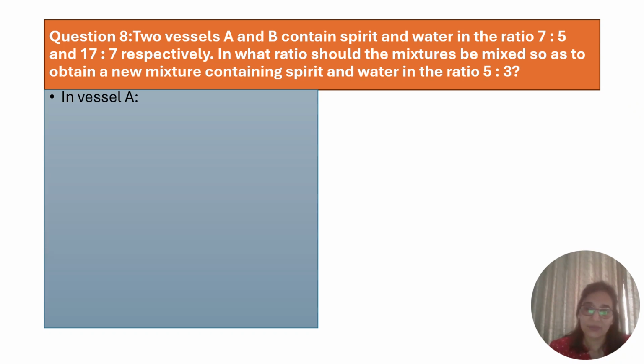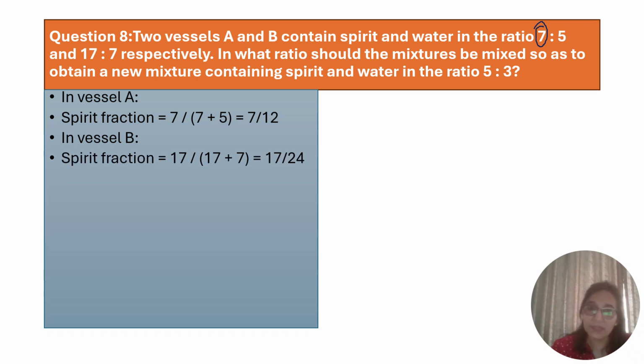Two vessels are given, A and B. Let's see what is there in vessel A. So if you understand the spirit fraction, that is given 7 divided by sum of ratio. Children, please understand we need to take one vessel at a time. So for A it is 7 divided by 12. In vessel B it is 17 divided by sum of the ratio, that is 17 upon 24.